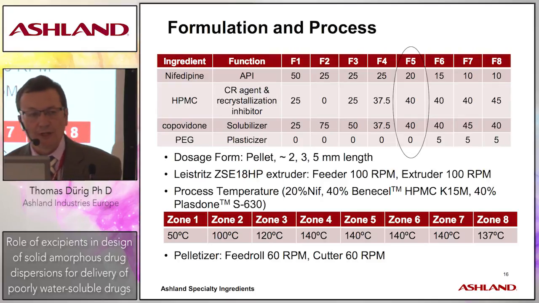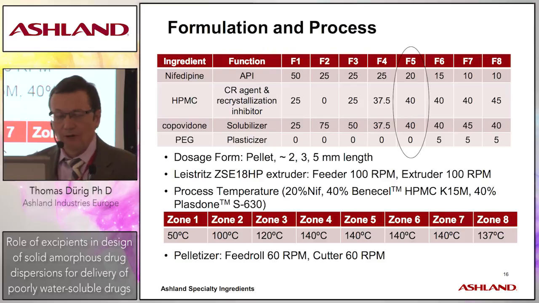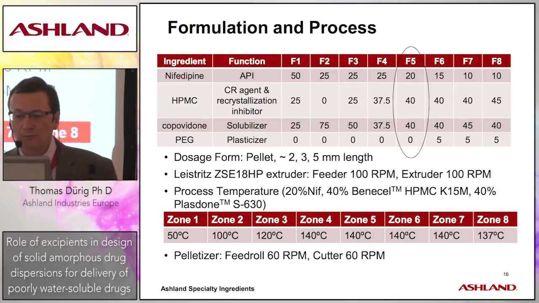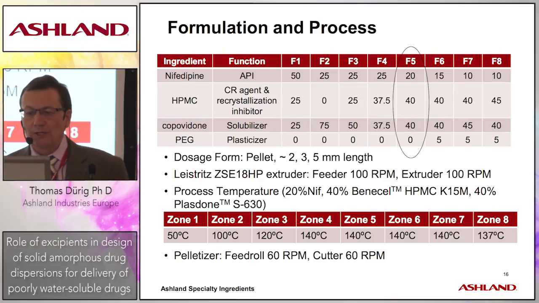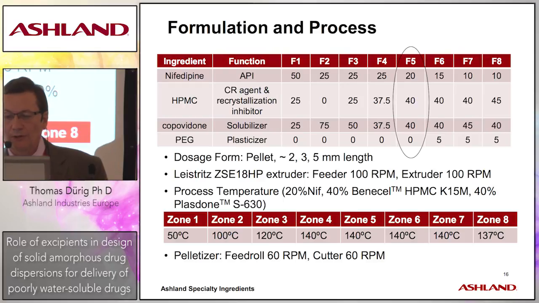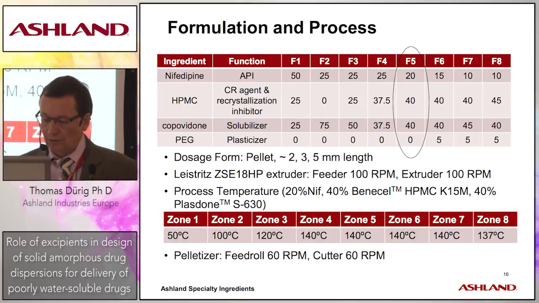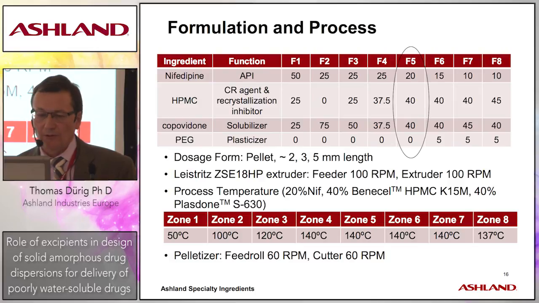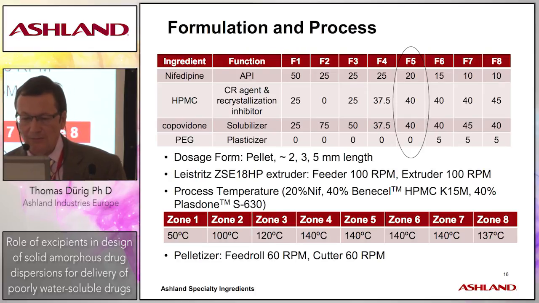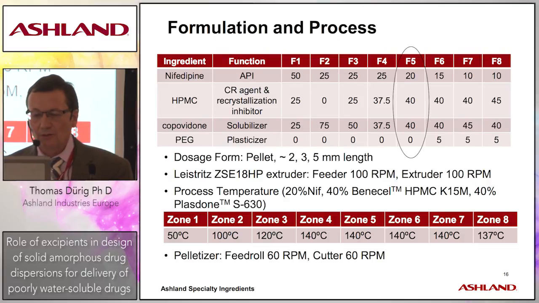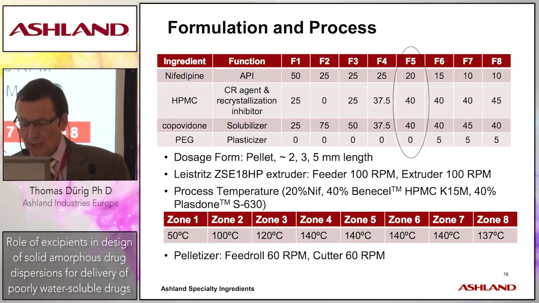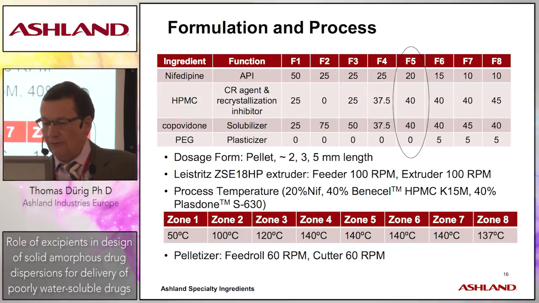So here you see some of the formulation and process factors we used. We varied the concentration of the API between 10 and 50%, and the HPMC was varied between 0 and 40%, and then the copovidone, again, used at different ratios. We also tried some trials with a small amount of polyethylene glycol as a plasticizer here, just in case we had problems with extrusion. And we tried different pellet sizes, 2, 3, and 5 millimeter length. We used a Leistritz 18 millimeter extruder, and here you see a typical temperature profile for our machine.